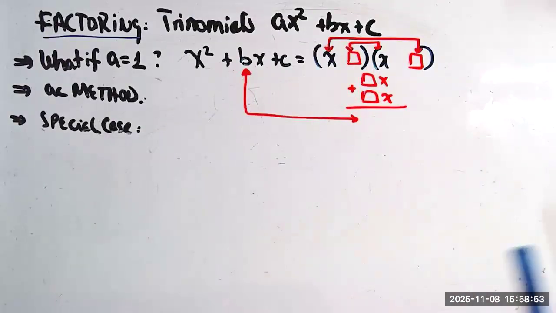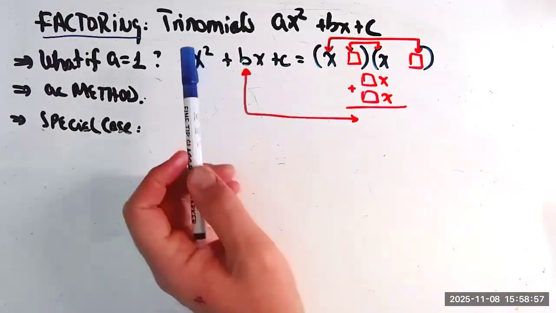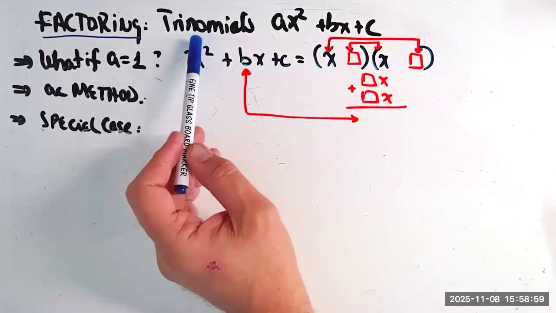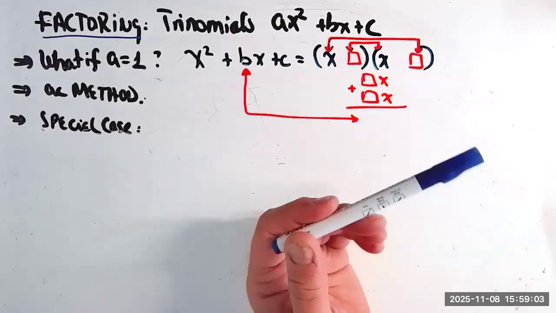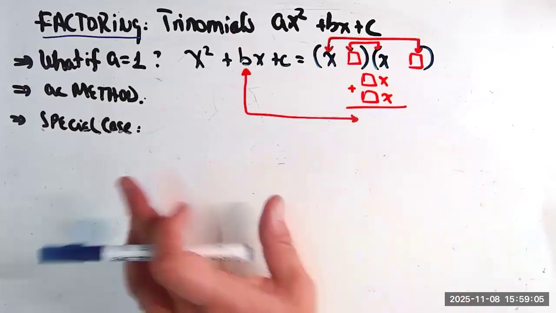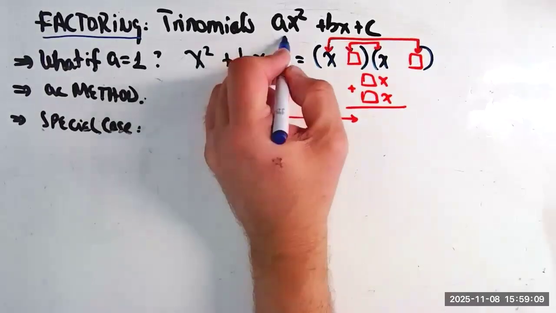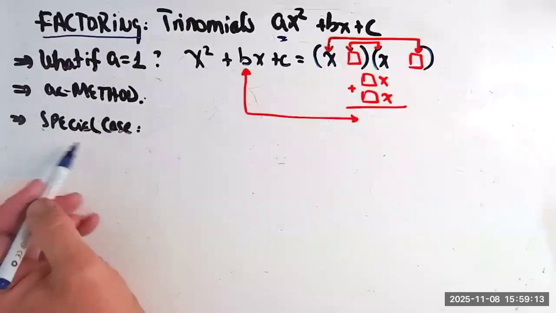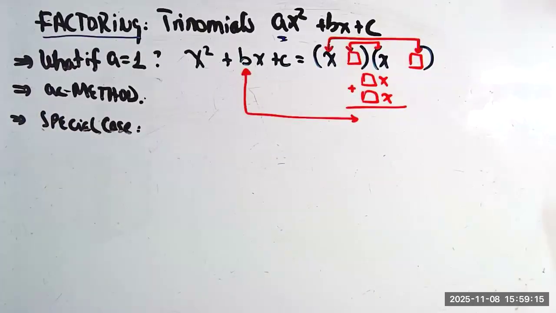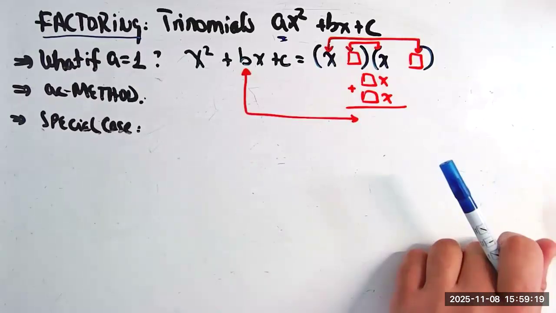Scholars, let's continue reviewing some factoring. This time, let's attempt to factor trinomials of the form ax squared plus bx plus c. I'm going to go through three subdivisions. What if the leading coefficient a is 1? Then we'll introduce the AC method and then a special case. So let's try first when a equals 1.